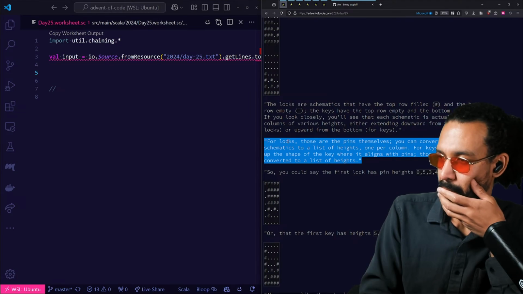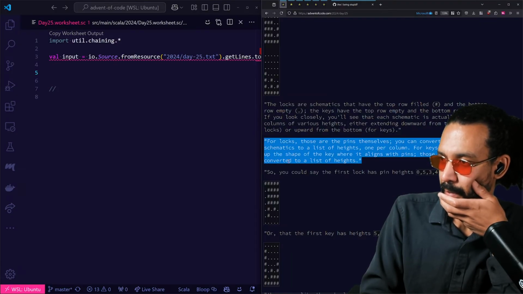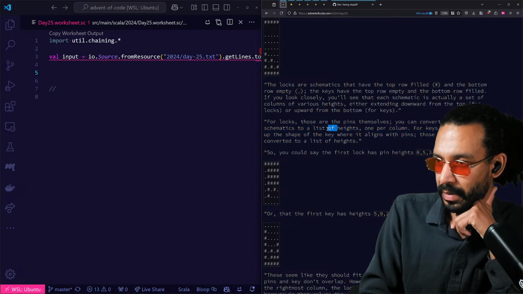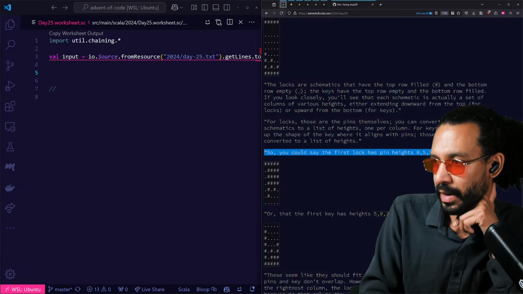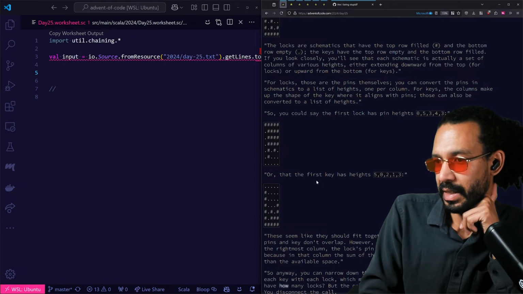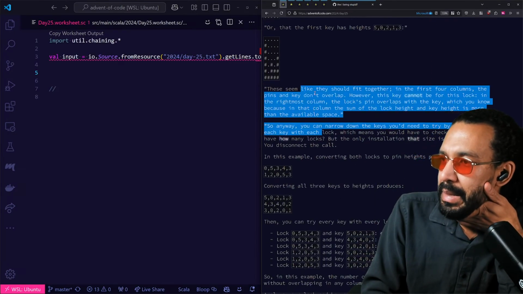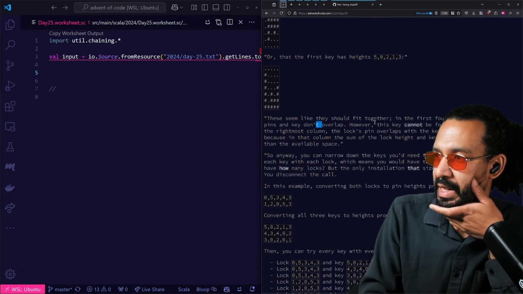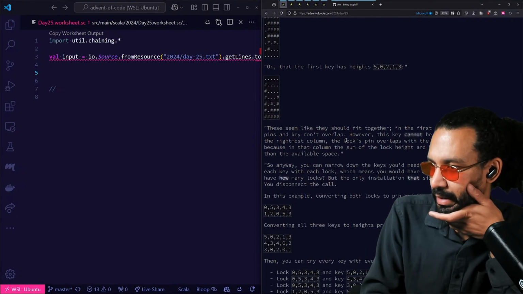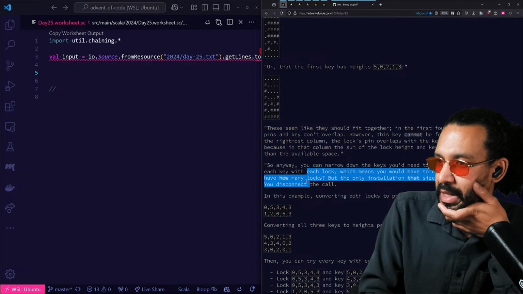You can convert the pins and schematics to a list of heights, one per column. So this, say, has height 0,5,3,4,3. The lock. So this is a 0. Or key, the matching key, I guess, 5,0,2,1,3. Okay, yeah, go on. It seems like they should fit together. This cannot be the key for the lock. In the rightmost column, the lock's pin overlaps the key. Oh, I see. Yeah. So anyway, you can narrow down the keys you need to try by just testing each key with each lock.